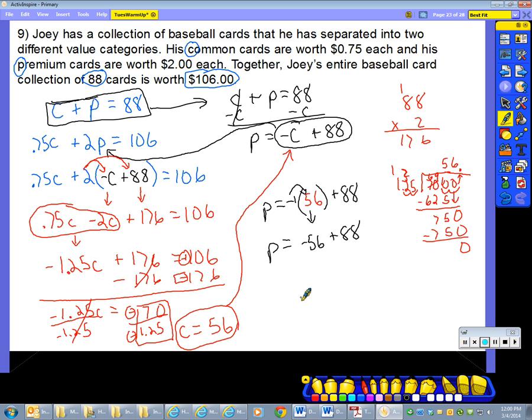Now if our signs are different, that means you're going to subtract. So let me do that arithmetic over here. 88 minus 56. 8 minus 6 is 2. 8 minus 5 is 3. So that means he has 32 premium cards. So 56 common cards and 32 premium cards.